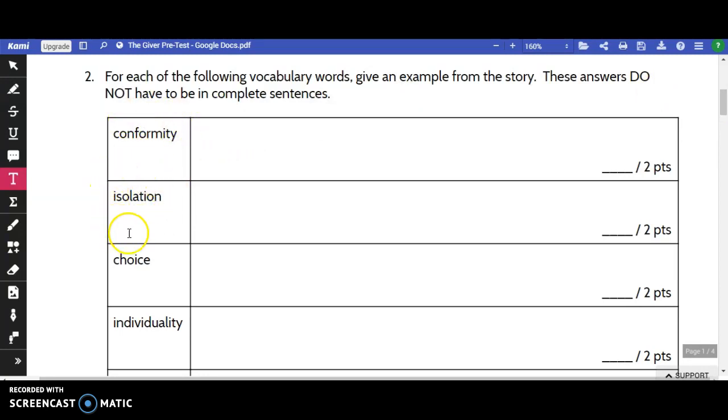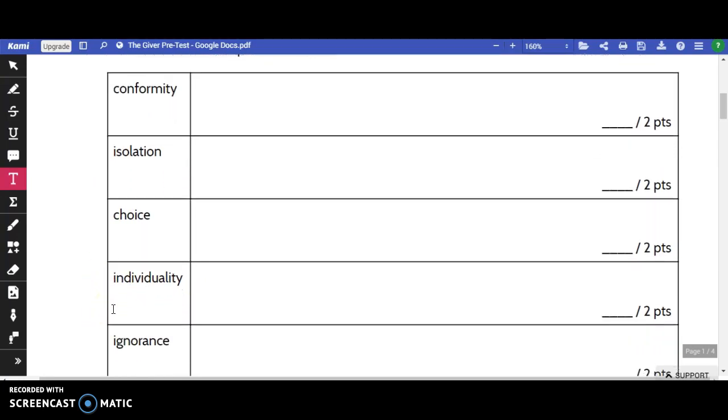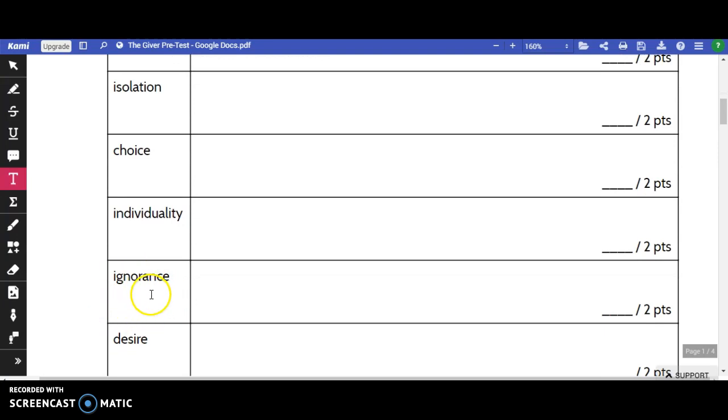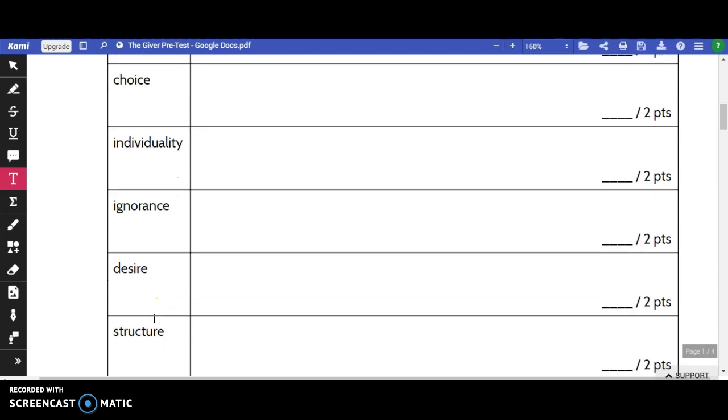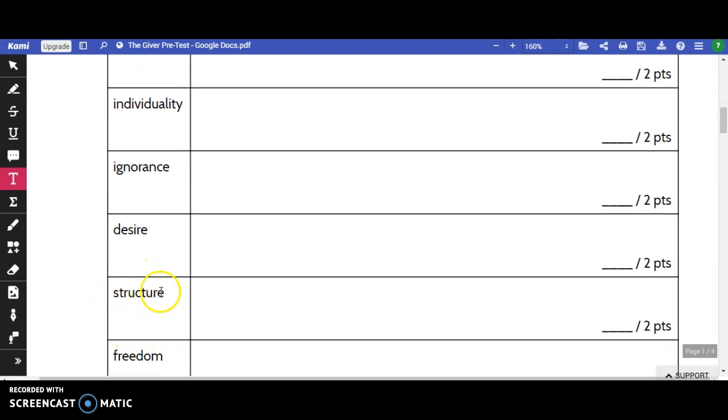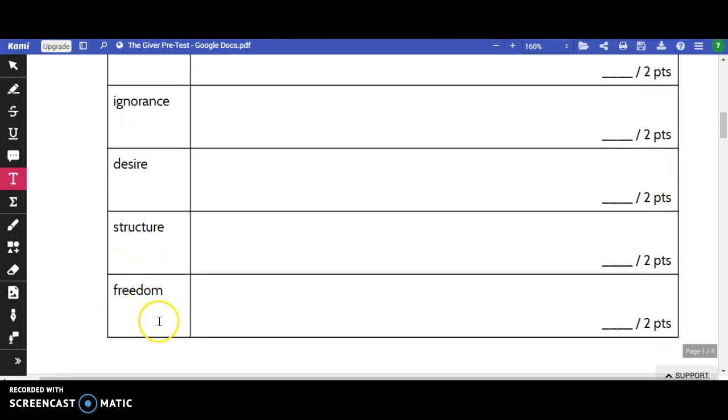isolation, choice, individuality, ignorance, desire, structure, and freedom.